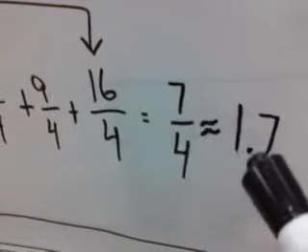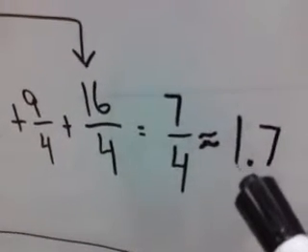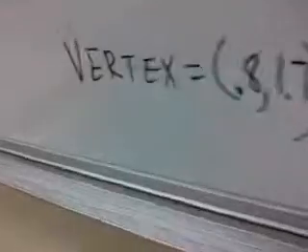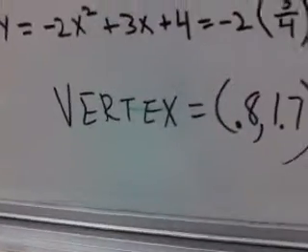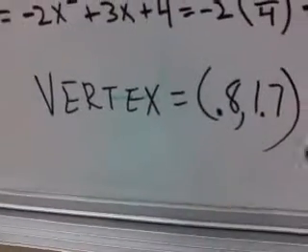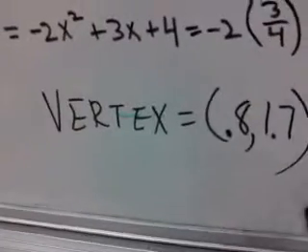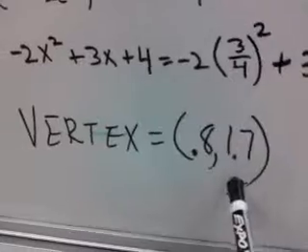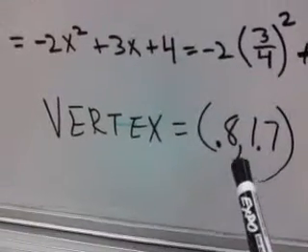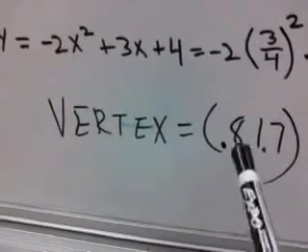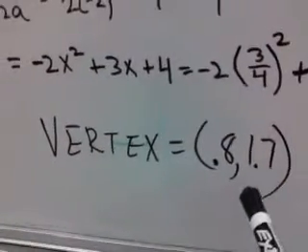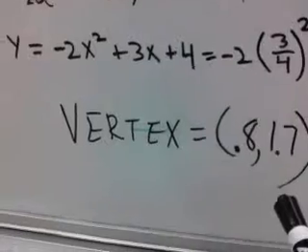So the 1.75 is the y-coordinate of the vertex. So now we can write the vertex. The vertex would be 0.75, comma 1.75. That's the vertex, 0.75, comma 1.75. That's what we're using to graph the vertex, because once again, it's easier to graph if you round them off to decimals. So now we graph that vertex.